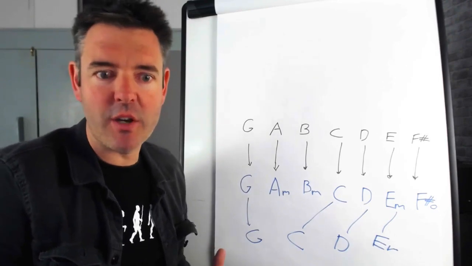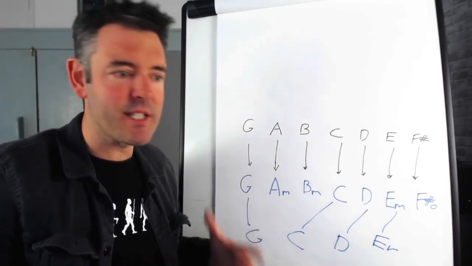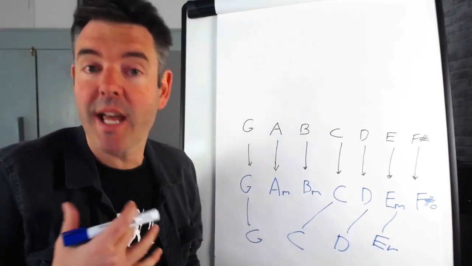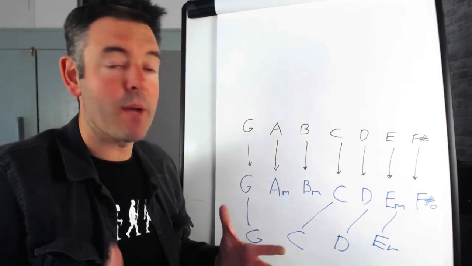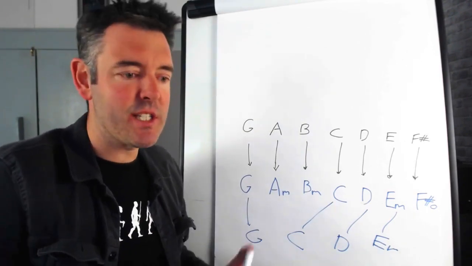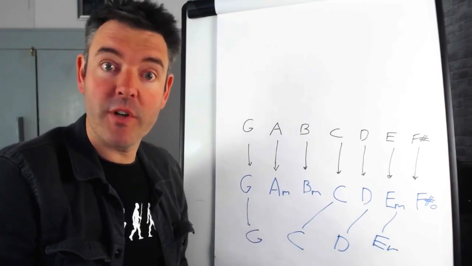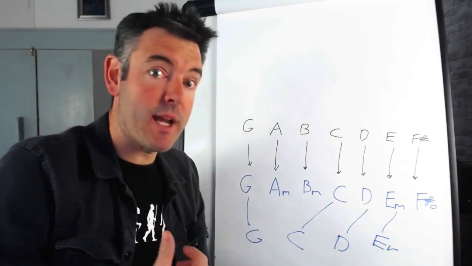So this is why this is so useful, and this is how, when you understand keys, suddenly writing your own music or understanding other people's music becomes a whole lot easier, because you can actually see where the music is coming from in the first place. So that is our very simple explanation of a key.